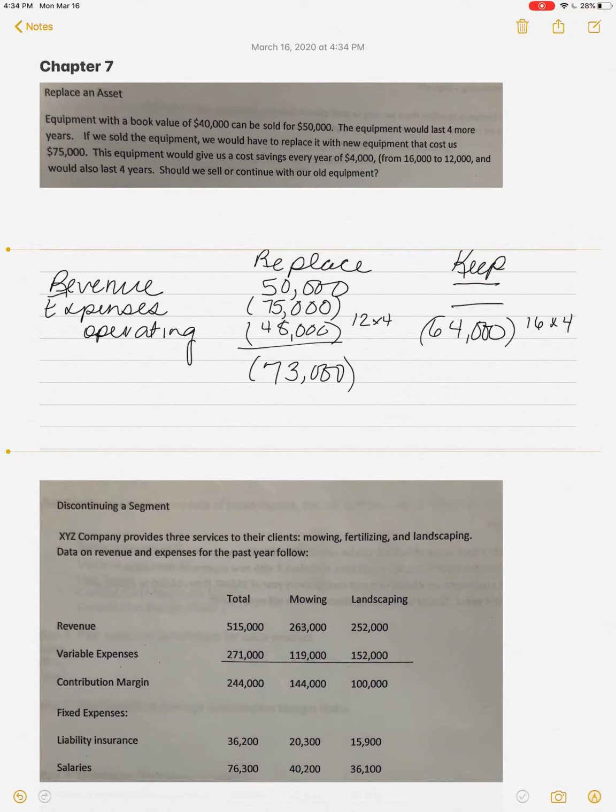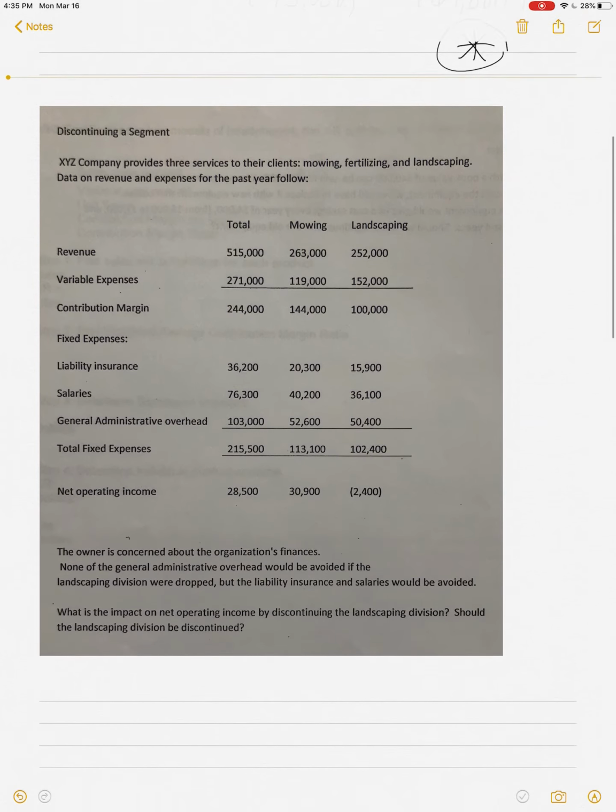That's the total cost too, because there's nothing else going into that. So we would pick to keep the asset because it's going to give us some cost savings. Net cost savings is going to be the difference between the alternative of keeping it versus replacing it.